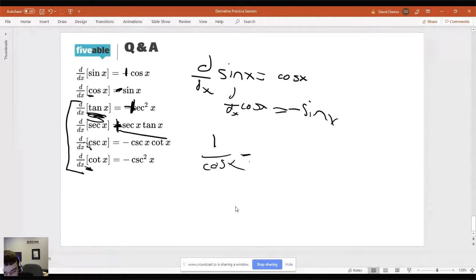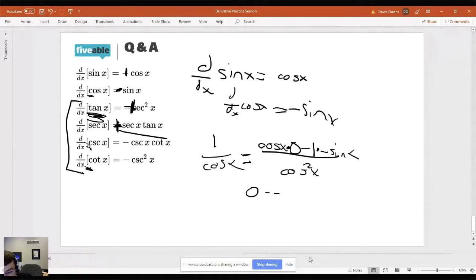So let's take a look at what that might be. What we've done is turn this simple trig function into a quotient rule. So let's do the quotient rule. We'll take the bottom times the derivative of the top, which is 0, minus the top times the derivative of the bottom, over the bottom squared. So what we have is 0 minus negative.